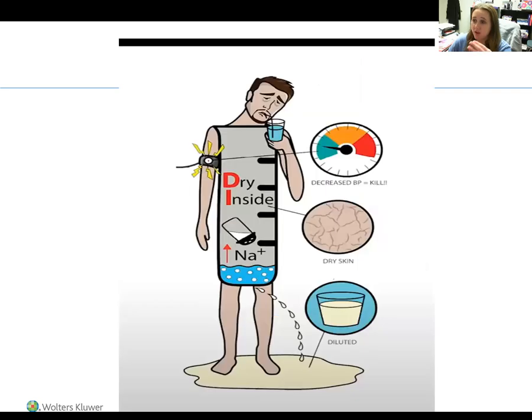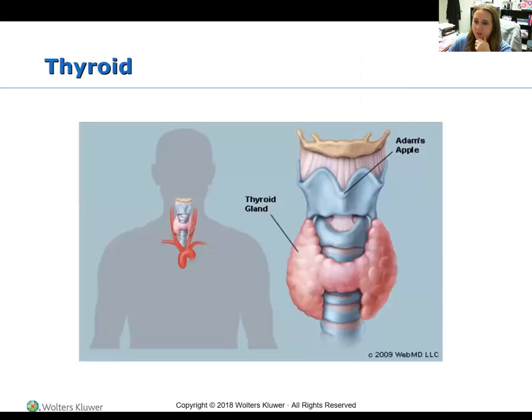Diabetes insipidus, we don't have enough antidiuretic hormone, so everything leaks out of the body and we're going to be super, super dry. High urine output, low urine gravity, dry inside, dehydrated, can't get enough water, drink. Treat it with desmopressin. Okay.